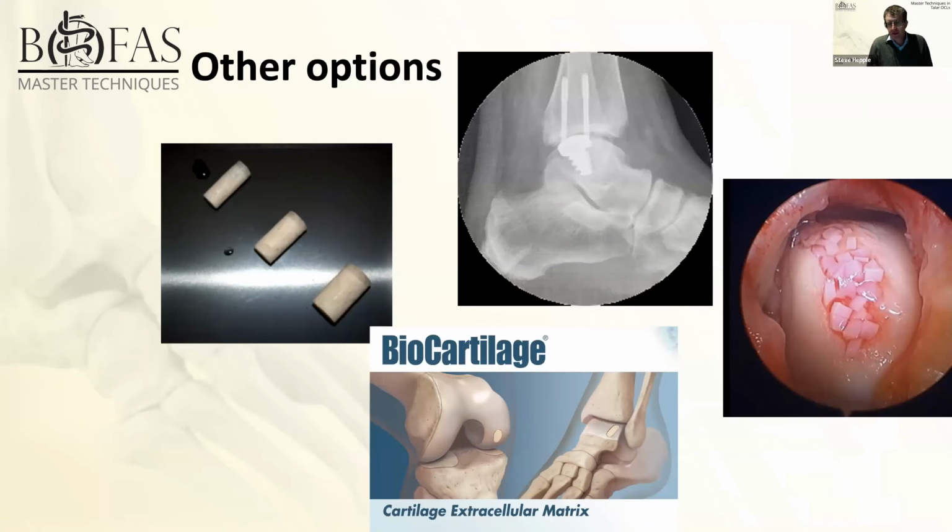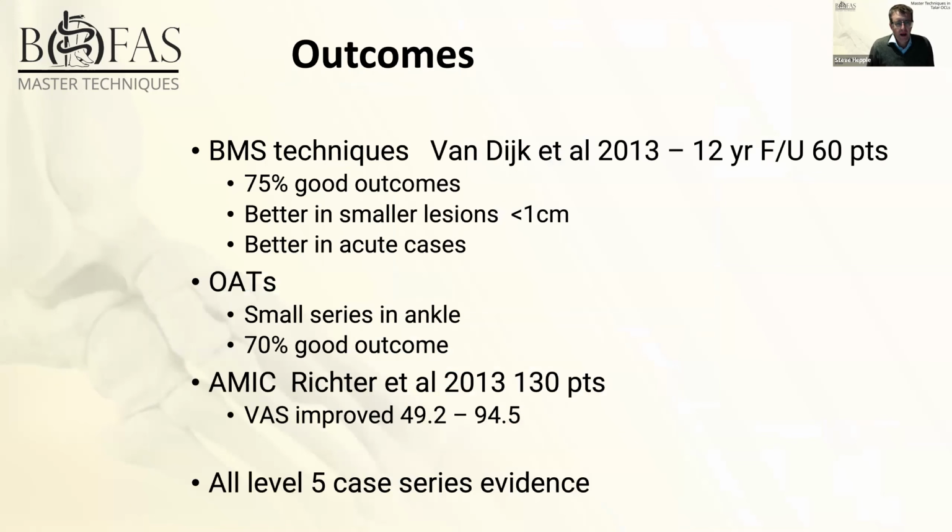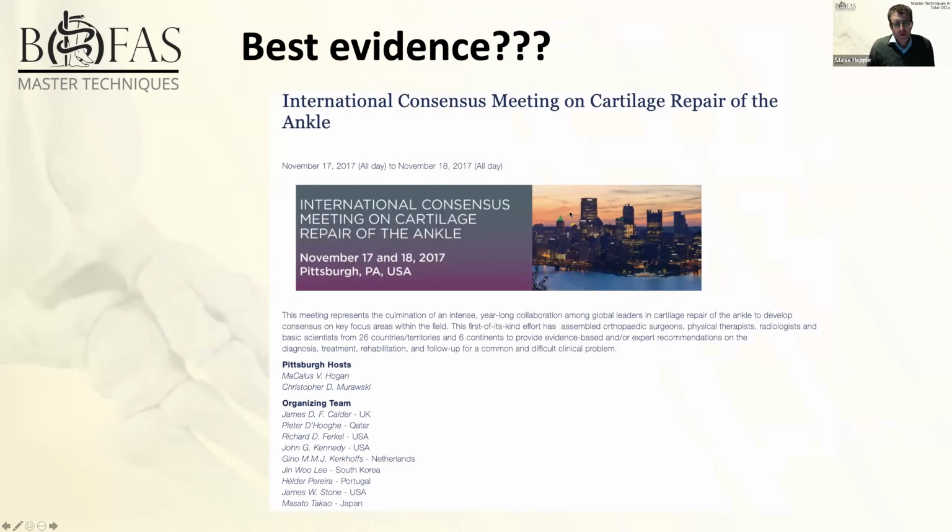Obviously, there's other options, and Pete's going to tell us about them in a minute. I'm just going to say a couple of things about evidence in the literature before I finish. There was this consensus meeting in 2017 where the great and the good of osteochondral lesions joined together in Pittsburgh, and came up with a number of consensus statements. There's a lot of good opinion from this, but not much science. But there's lots and lots of papers from this meeting in the literature. And you just have to take them with a slight pinch of salt, because they're all opinion rather than necessarily evidence-based.